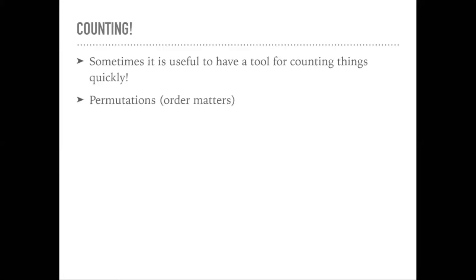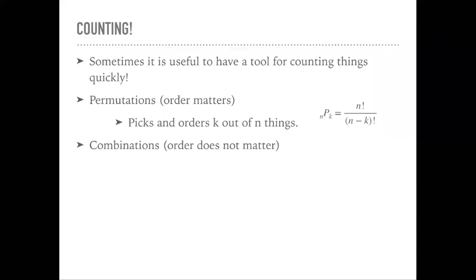So permutations will be a tool that we can use to count when order matters. It picks and orders k out of n things. And the formula for permutations is down here. There's also a calculator formula that I'll show you in just a moment. Then combinations, this is when order does not matter, and it picks k out of n things. It does not order them, it just picks them. And here's a nice looking formula.